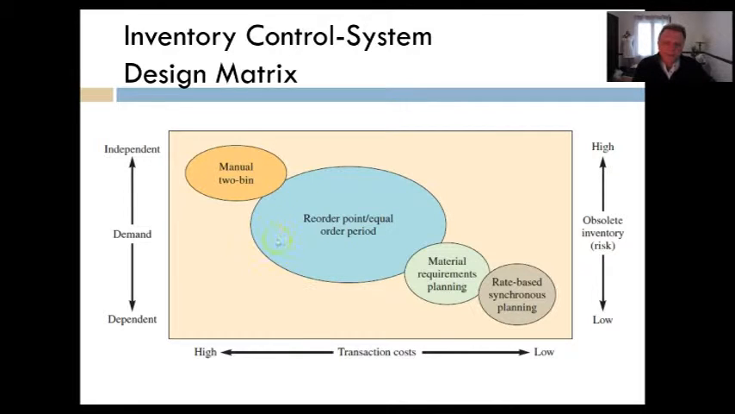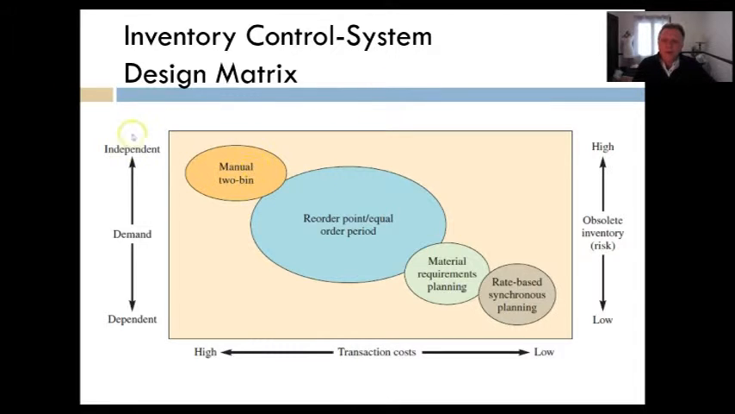In the inventory control system, there's this design matrix. The way to look at this diagram is, what's called a manual two-bin system is really nothing more than, say, in a hospital, where you've got some sort of medicine that you're giving out to people. It would be in two bins. There's the bin that you pull from to give to patients, and then there's the extra bin. When the first bin is empty, you then start pulling from the second bin. As soon as you start pulling from that second bin, you reorder for the first bin.